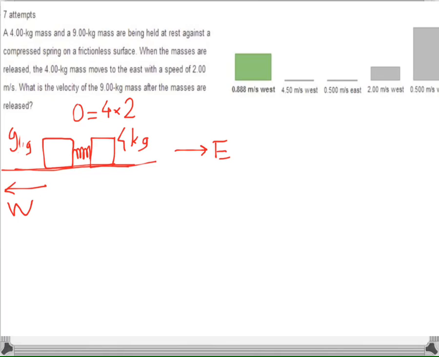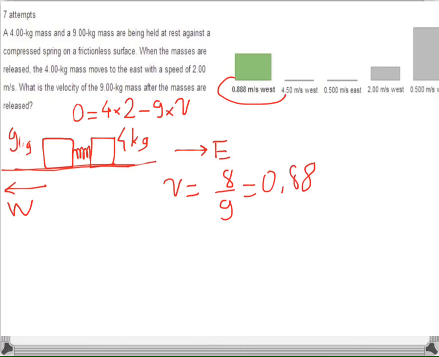The other is going in the west direction. West is negative x direction, so I put a minus sign because its velocity is in the negative x direction. 9 times its velocity, right? So you can easily find the velocity. And when you solve it, V is equal to 8 divided by 9. And this will be 0.88 meter per second going in the west direction.